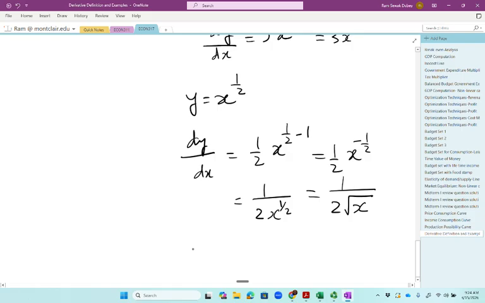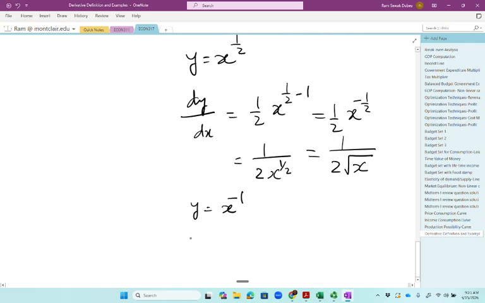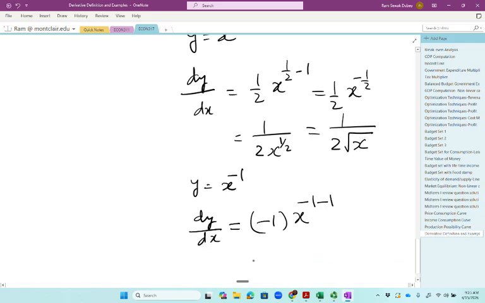Maybe I have not yet taken an example of a negative number, so let's take first an example of a negative whole number. So for y equal to x to the power minus 1, dy over dx is equal to minus 1 x to the power minus 1 minus 1. So this turns out to be minus 1 x to the power minus 2. I can take the negative power in the denominator and I can write it as minus 1 over x squared.